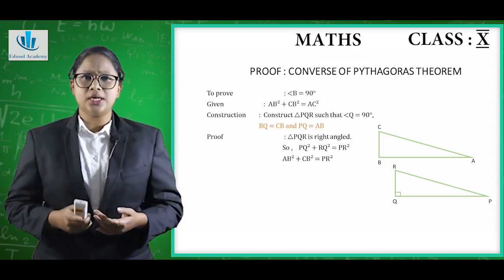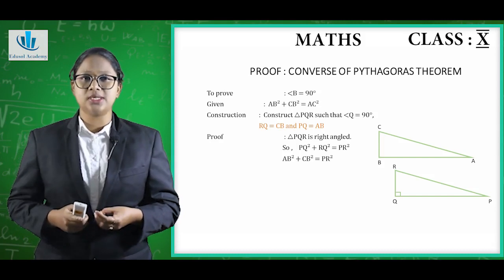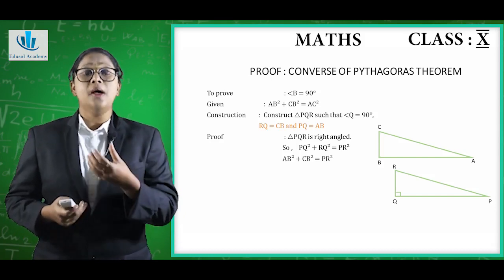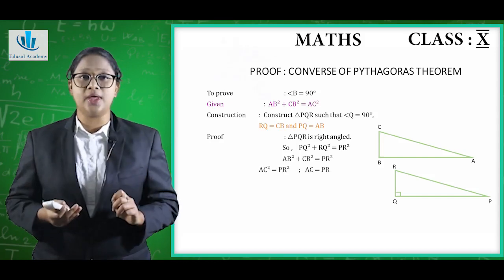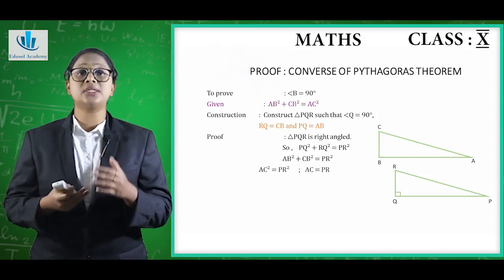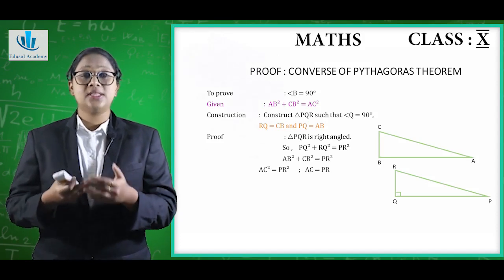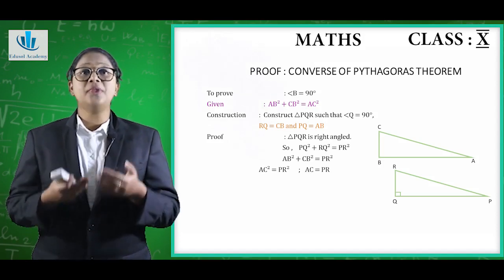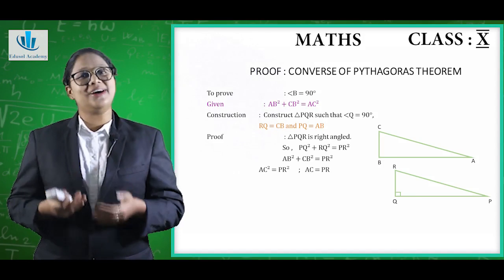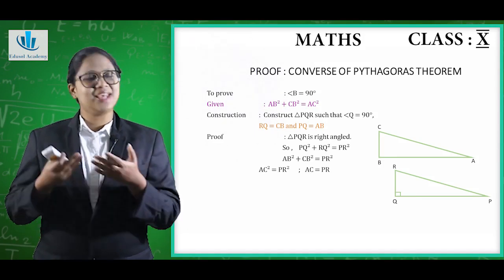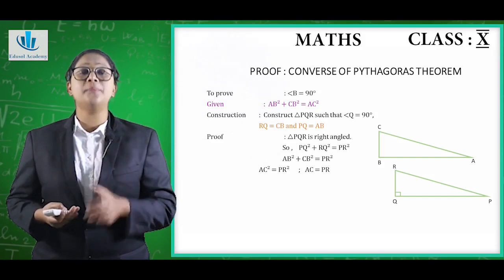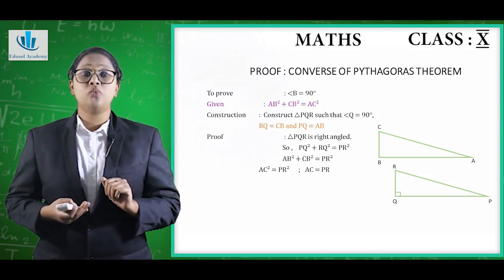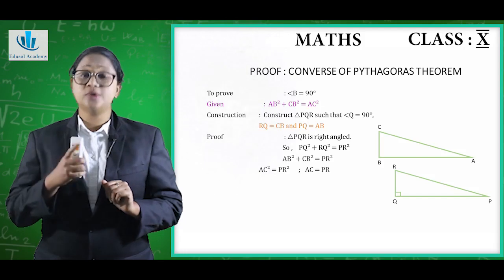So PQ square plus RQ square can be replaced with AB square plus CB square. And the condition of converse Pythagoras theorem is that AB square plus CB square is already equal to AC square in the first triangle. So we have to incorporate those two, and then the equation will become AC square is equal to PR square. If AC square is equal to PR square, naturally AC will be equal to PR. Let's stop there. Now we have AC is equal to PR.